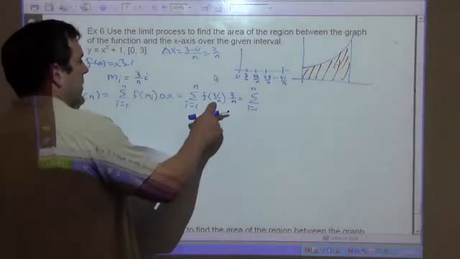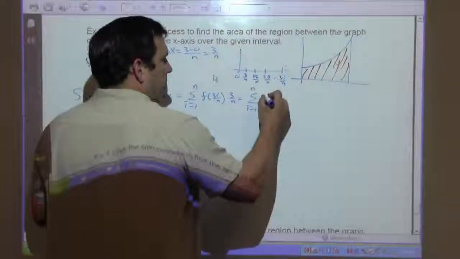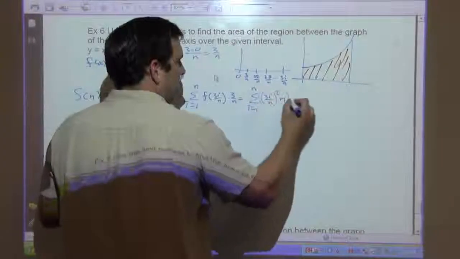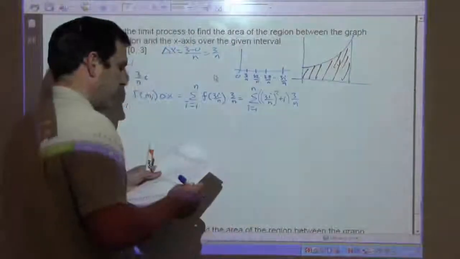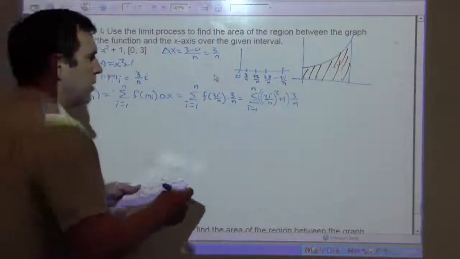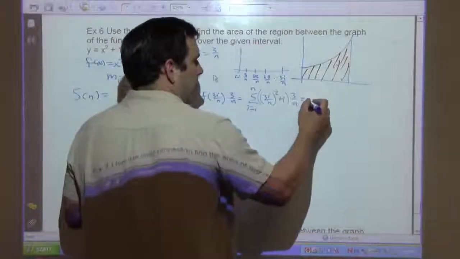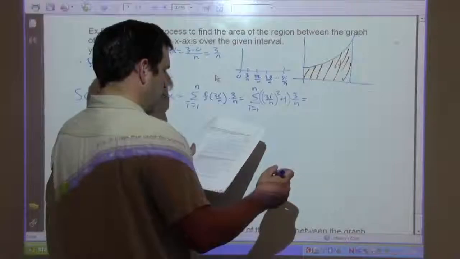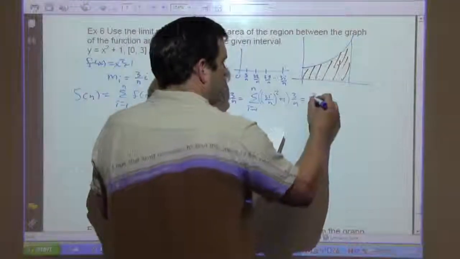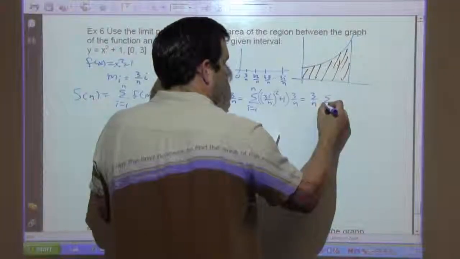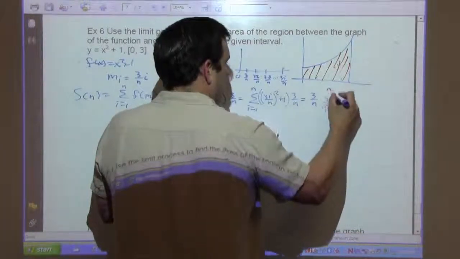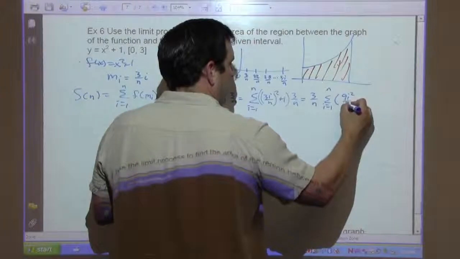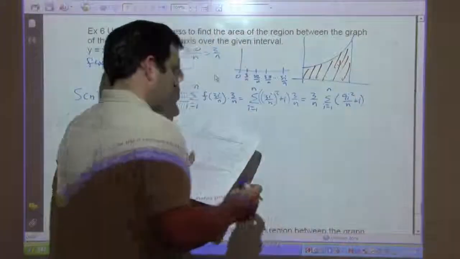Okay, so plugging this into our function, that's going to be 3i over n squared plus 1 times 3 over n. So I can pull this 3 over n out. We'd have, I didn't do the limit part, I'll do that at the end. 3 over n times the sum as i goes from 1 to n of what? 9i squared over n squared plus 1.